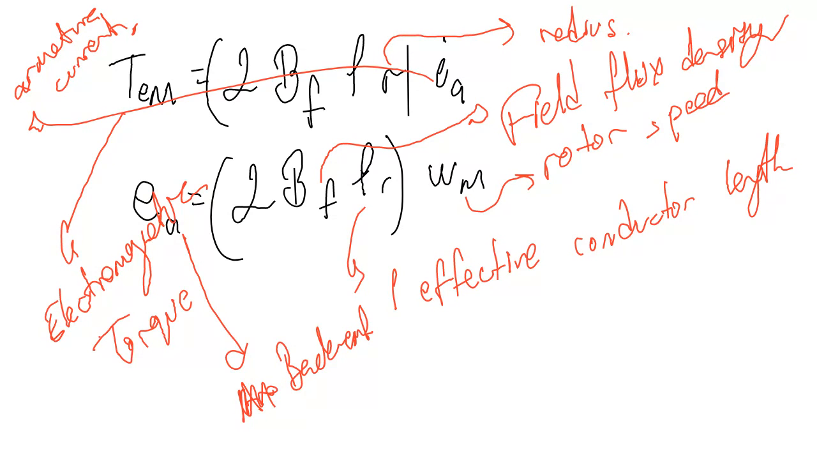So now we can calculate the net torque produced and the EMF induced in a DC machine. Let there be a total of N_A conductors.